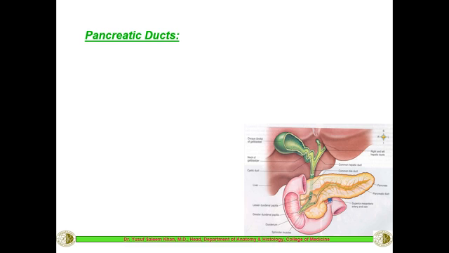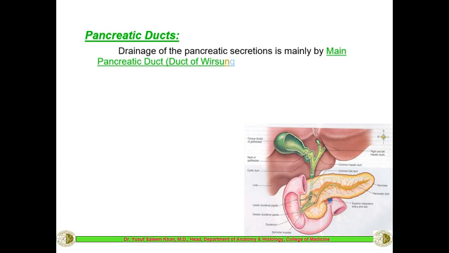Now coming to the pancreatic duct. There are two ducts, the main pancreatic duct as well as the accessory duct. The drainage of the pancreatic secretion is mainly by the main pancreatic duct. If you can see here, this is the main pancreatic duct. This is more prominently seen from behind. So this is the main pancreatic duct, which opens through the major duodenal papilla. This is also called the duct of Wirsung.